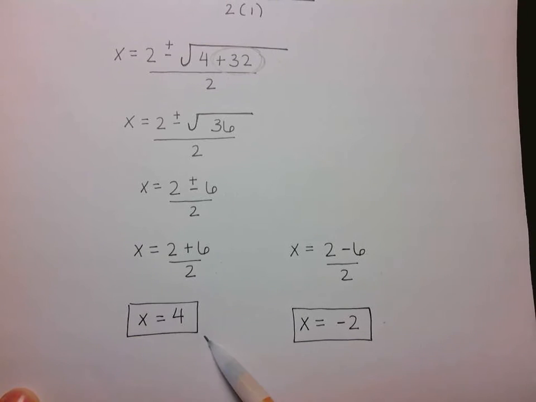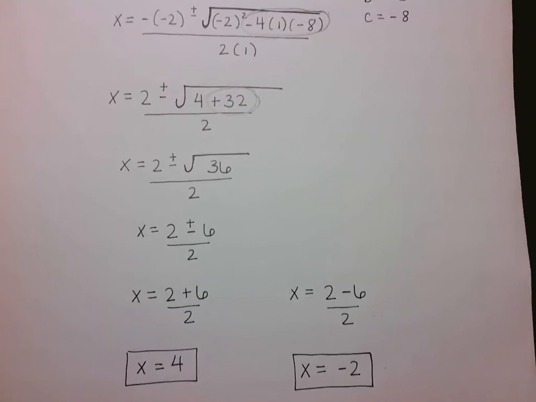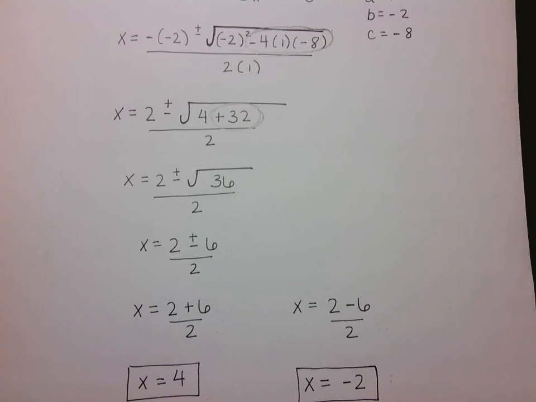So here are my two solutions. These are the two values of x when y equals 0. In other words, the graph is going to cross over the x-axis at 4 and -2. So that's the basic process, and the process does not change from one problem to the next. There's nothing tricky about this.